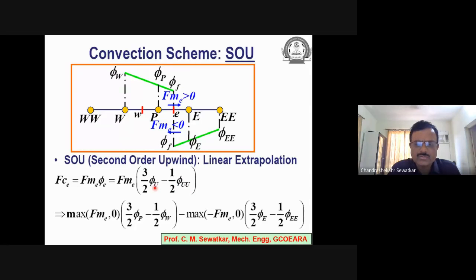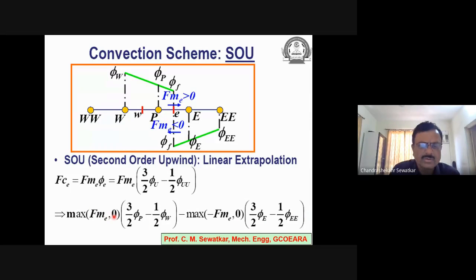Now this phi u, when the flow is occurring in the positive direction, is phi P, and phi uu is phi W. Phi P and phi W. But when the flow is occurring in negative x direction, my phi u is phi capital E and phi uu is phi capital EE. So I can again use the same methodology as we discussed in FOU.